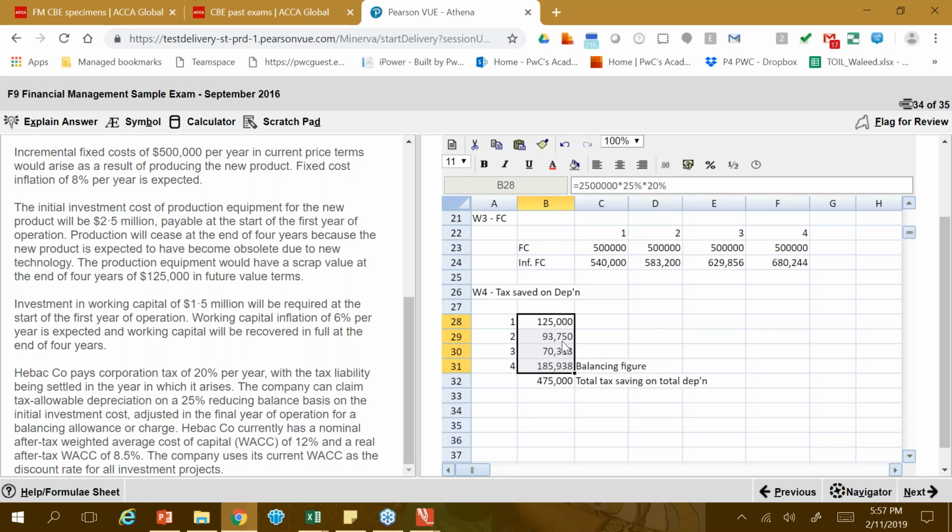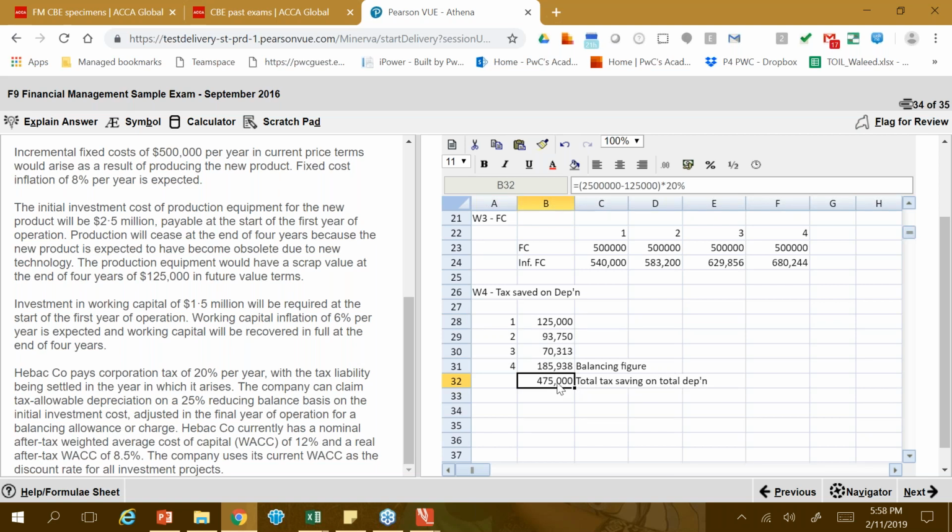So let's just quickly go over this again, the quick way. The first thing is you have to identify the years in which the tax saving will occur. Then take the investment, deduct the scrap value, take the tax rate, and this gives us the total tax saving on total depreciation.